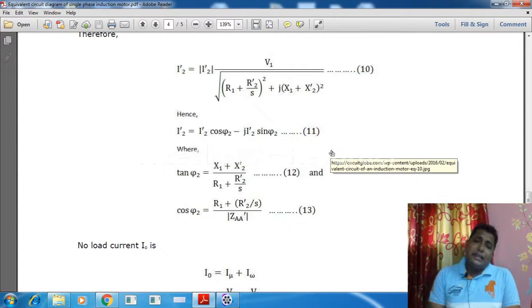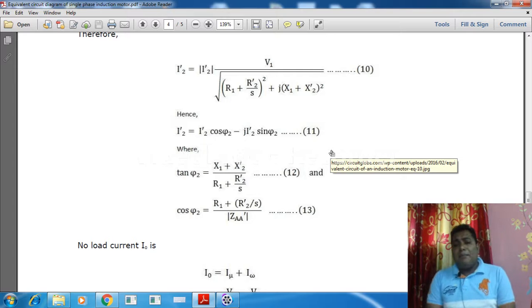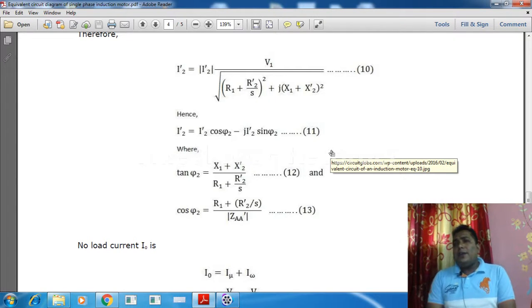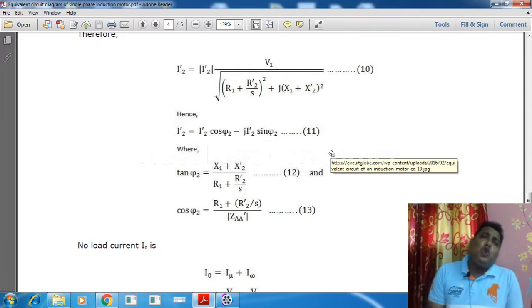So the power factor is given by, from the basic concept of AC circuits, R by Z. So what is the total R over here? That is R1 plus R2 bar by S, and the total impedance of the circuit is given by Z. Now one question may appear to you: why are we not considering X0 and R0? Because those are actually the no load components of the circuit.